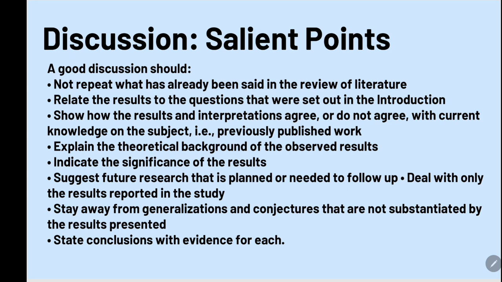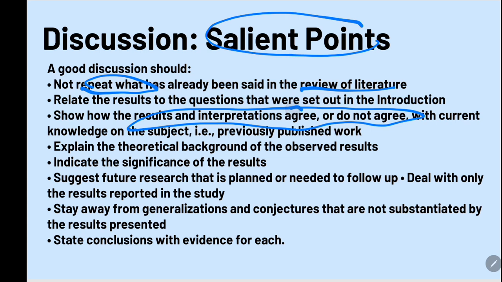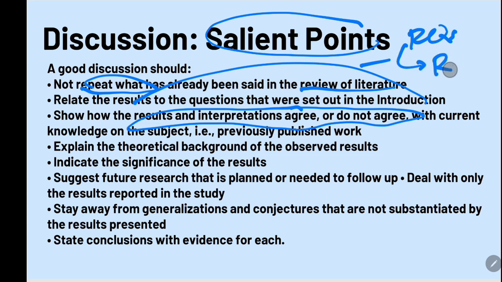Now, it is important to note that as you annotate for the salient points, a good discussion should not repeat what has already been said in the review of literature. However, we get to interpret it by basically comparing and contrasting previous work. The good discussion paper should also relate the results that were set out in the introduction. Hence, earlier, I've mentioned how your RQs must be setting a guide on annotating your results.